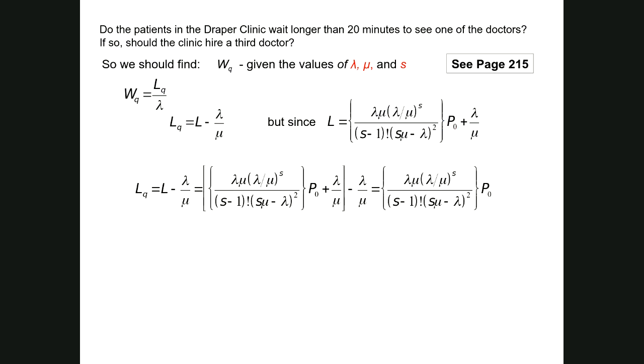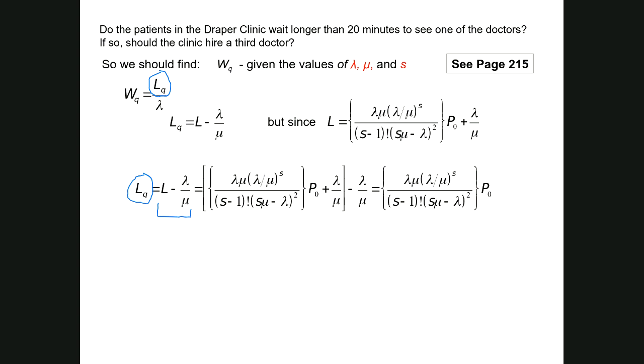And P sub 0, before we get to P sub 0, I'm going to do a little algebra. If you remember what we wrote last time, L sub Q is this term. But notice this is L minus, let me erase this. What we really want is to calculate L sub Q. But in order to calculate L sub Q, we have to calculate this value.